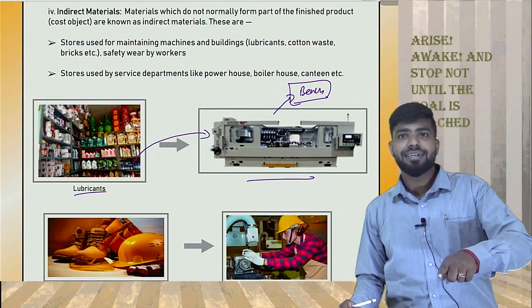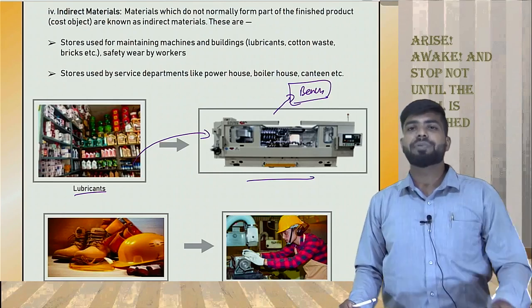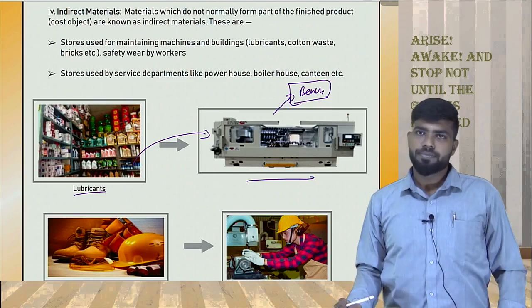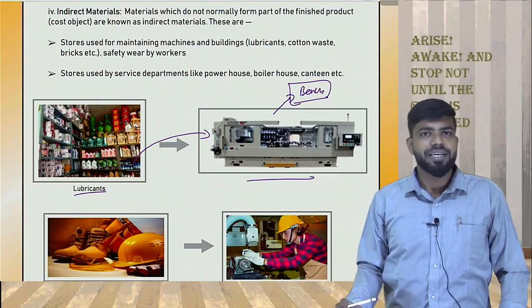If you are able to trace, it is direct material. If you are not able to trace, it is indirect material. Trace in the sense that we should be in a position to evaluate. Understand what I am saying?